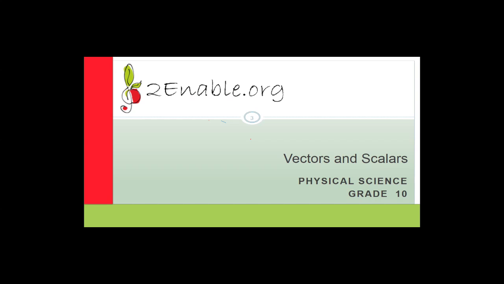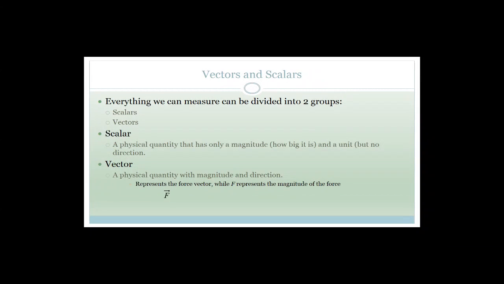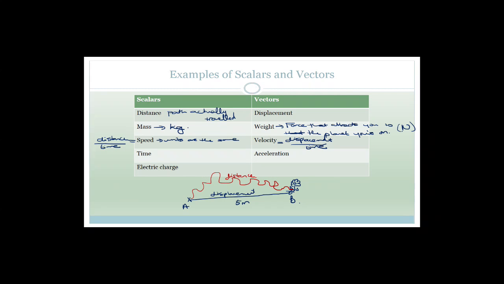We actually started this last lesson, and we spoke about the fact that everything we measure can be divided into two groups, which are your scalars and your vectors. A scalar, remember, is a physical quantity that has magnitude only, whereas a vector has both magnitude and direction. We started speaking about the different types of scalars and vectors, and then we got to the end of the lesson. So let's just talk about this again.